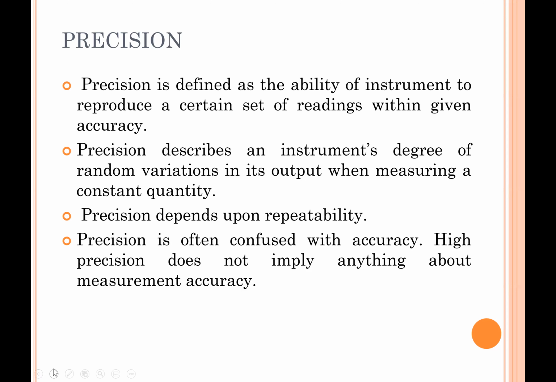Precision is basically a degree of repeatability. Okay. So precision actually depends upon the repeatability of the instrument. Precision is often confused with accuracy. High precision does not imply anything about the measurement accuracy. This I have just now explained to you that precision and accuracy are two different things. Precision just means repeated measurement giving you the same value, and accuracy means your value should be very close or closest possible to the accurate or you can say the true value.